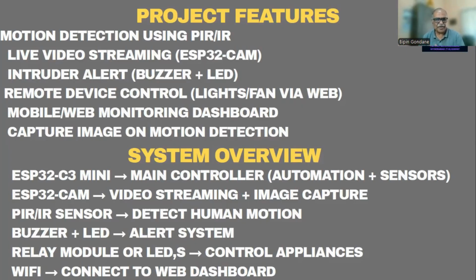Okay, please remember that. So the system overview: you have the ESP32C3 mini as the main controller, that is automation plus sensor. The ESP32-CAM is for video streaming and images, as we have already discussed. The PIR or IR sensor detects human motion, that is, if anybody comes, it will detect the motion. The LED and buzzer are for the alert system. Then you have two relays. We can connect two relays, or in my case, I have just shown it with LEDs. That controls the appliances with the help of a web dashboard. There are switches over here. Okay, so this is the main system.